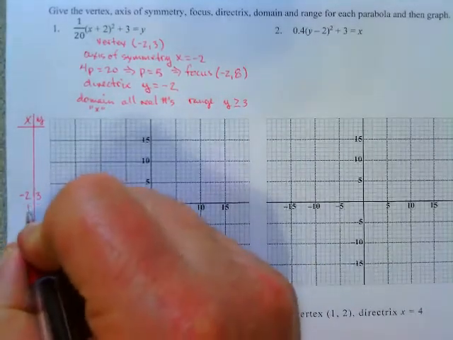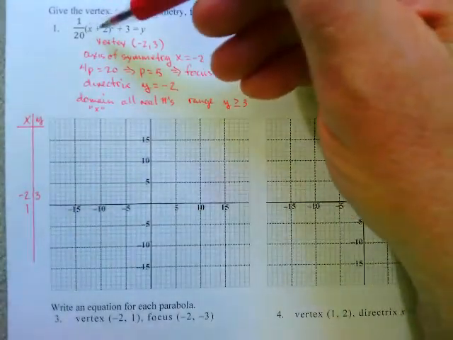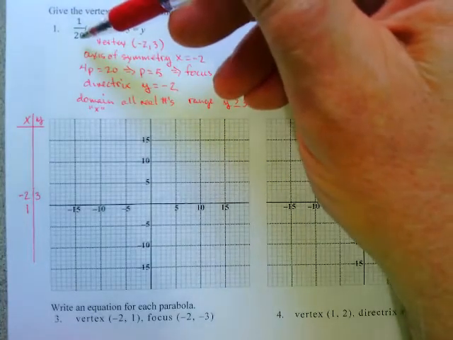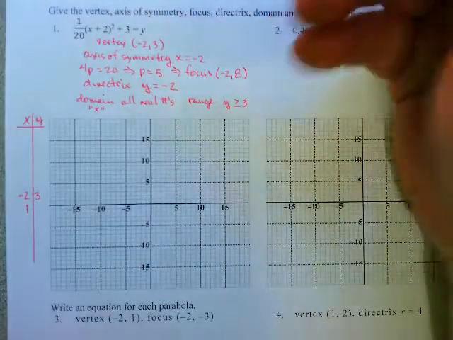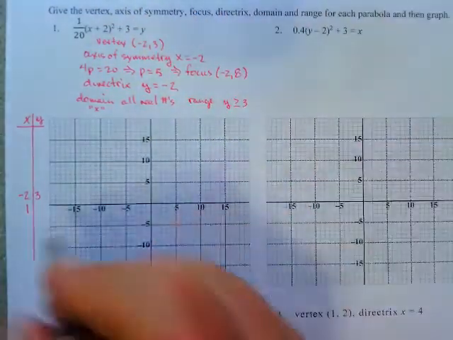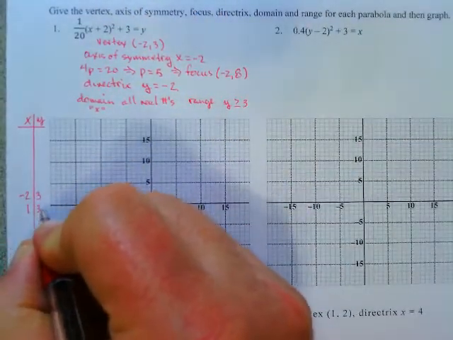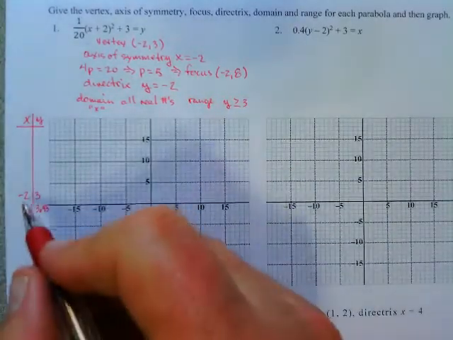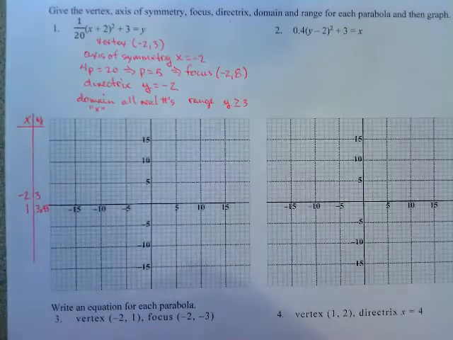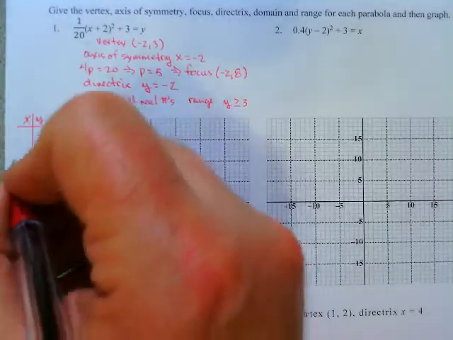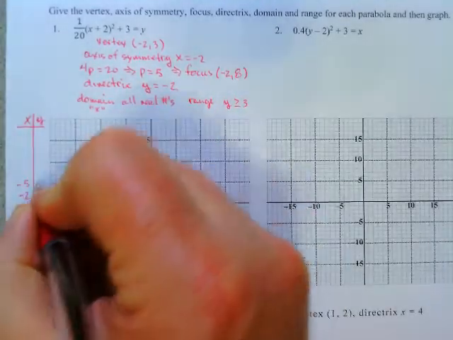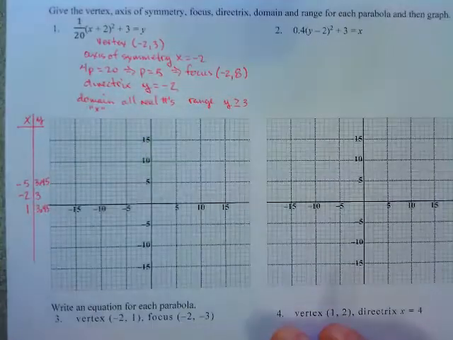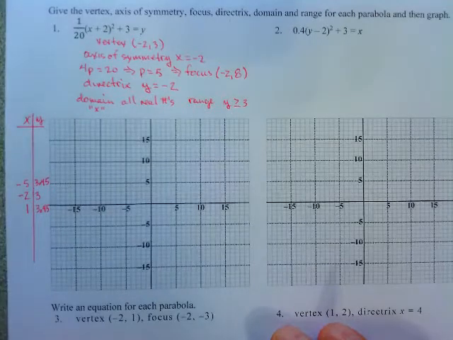So if I go to 1, that would be 1 plus 2, which is 3. 3 squared is 9, so that's 9 over 20, which is 0.45 plus 3. So this would be 3.45. So as you can see, it didn't go up very much. So that was 3 to the right. So if I go 3 to the left, which would be at negative 5, that will also be at 3.45. Again, there has to be symmetry about the middle, about the vertex.